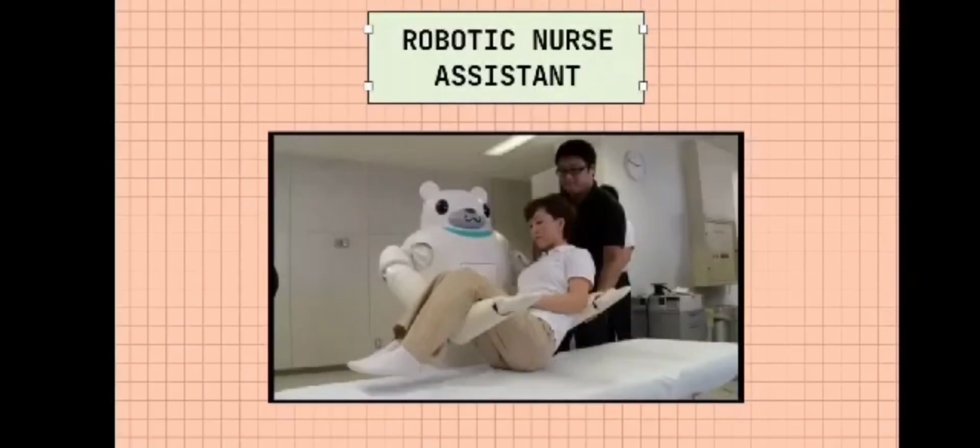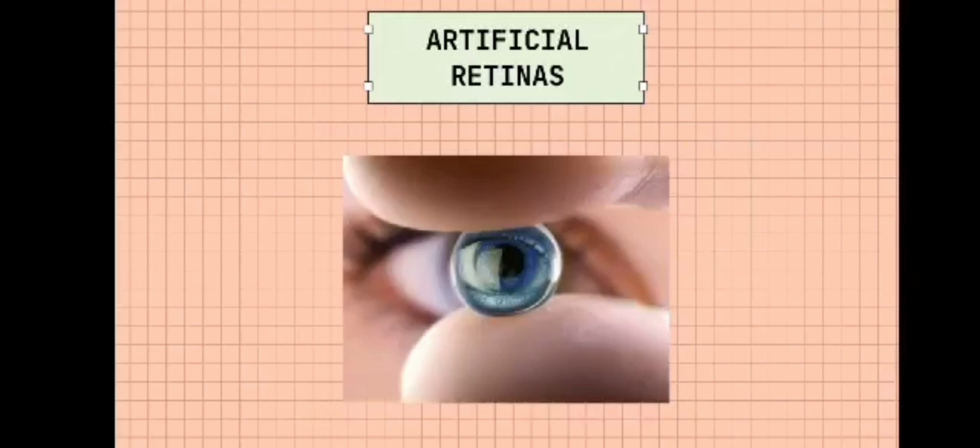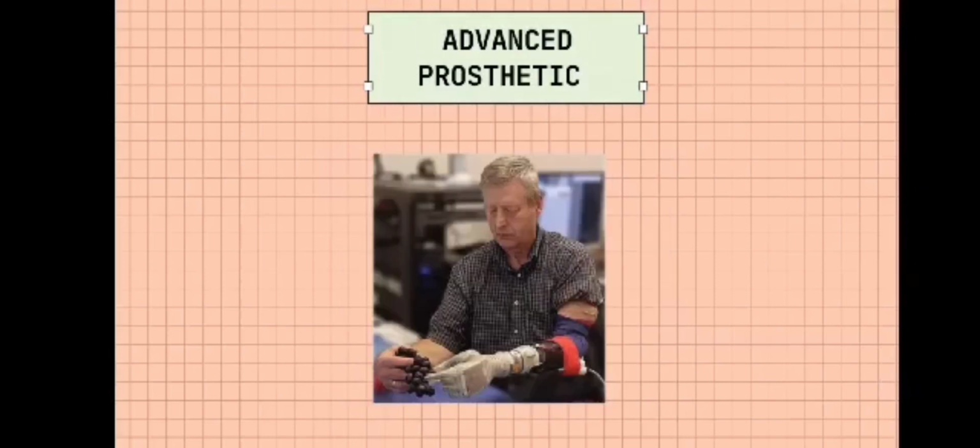Robotic nurse helps nurses in lifting or moving patients around without the danger of causing injury. Artificial retinas are intended to replace the retina of individuals who lost their vision mainly as a result of retinal degenerative disease.